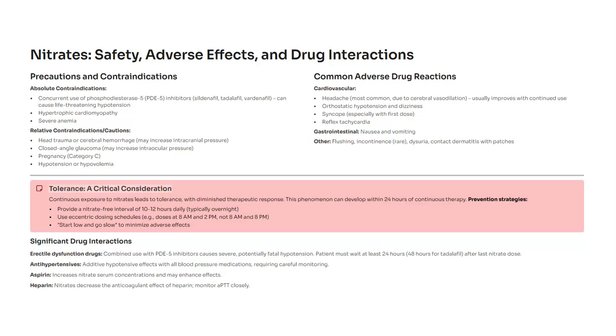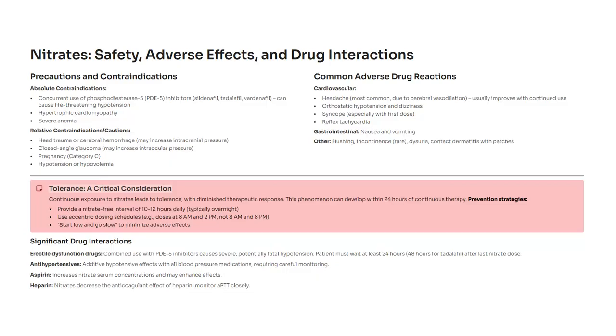Orthostatic hypotension and dizziness, syncope, especially with that first dose, and then reflex tachycardia. They may experience nausea, vomiting. They may have some flushing. Incontinence, although rare, can happen. Contact dermatitis with the patches because that's on their skin, right?